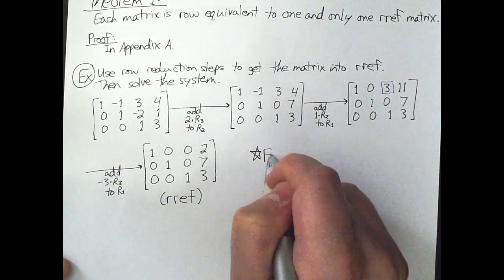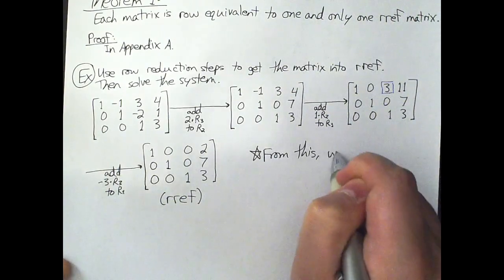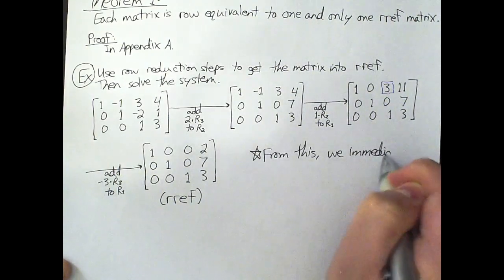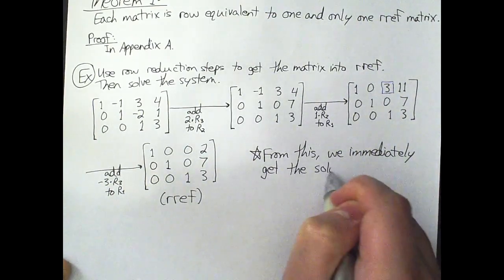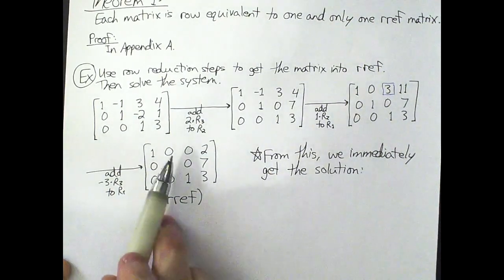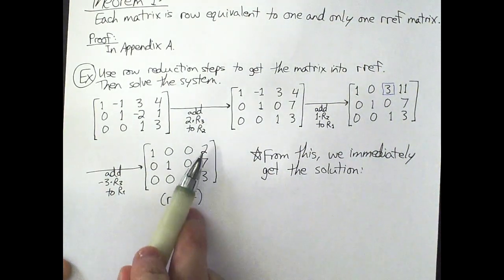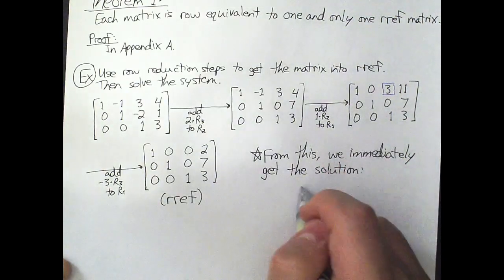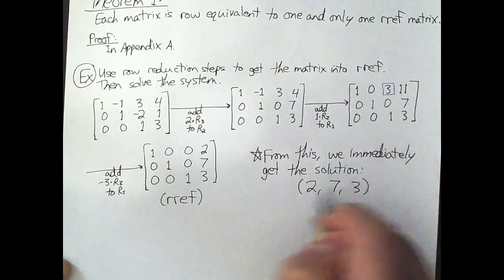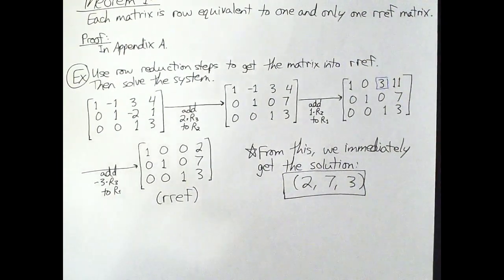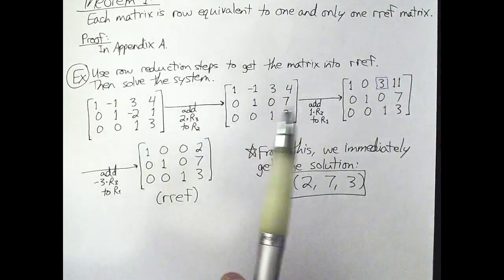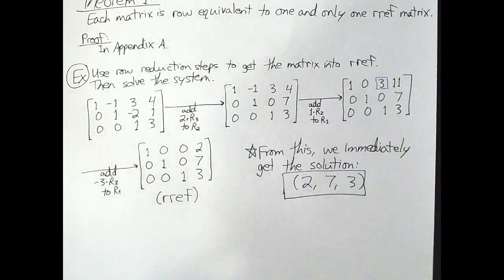And I claim that from this, we immediately get the solution. A cool trick here is, see the last column, 2, 7, 3? That's the solution, 2, 7, 3. We got that solution last time by using back substitution and doing those steps. What we did right now was some extra row reduction instead, and we didn't actually have to do any back substitution steps.